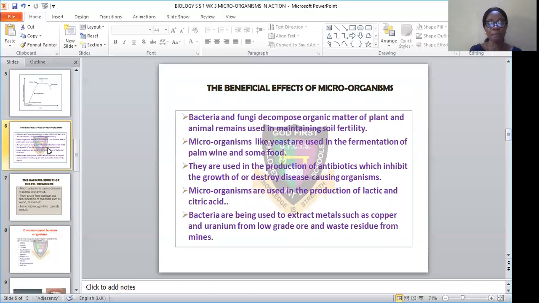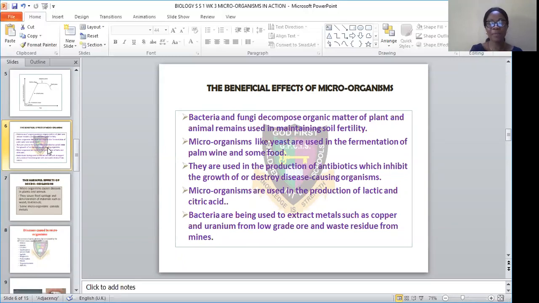This will take us to the benefits of microorganisms, that is, the beneficial effects of microorganisms. Like we all know, microorganisms have harmful and beneficial effects. Bacteria and fungi decompose organic matter of plants and animal remains, used in maintaining soil fertility. When some plants or animals decay on the floor or on the soil, this can help produce some organic matter that will maintain or provide some nutrients to the soil, thereby maintaining the fertility of such soil.